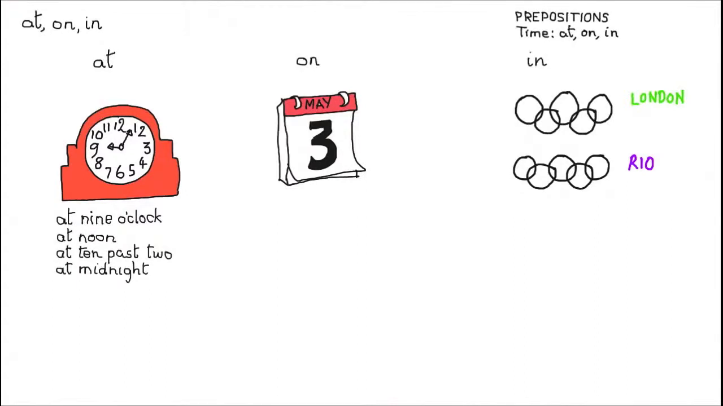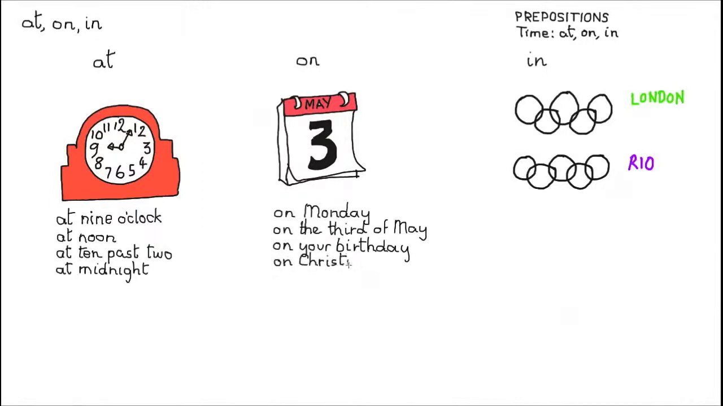Now let's move on to on, which is about days and dates. First of all, days, I'll just write on Monday, on Monday, Tuesday or Wednesday, and dates, on the 3rd. You could write on the 3rd, or you could write on the 3rd of May. There are two ways of doing it. And the next one, on your birthday.